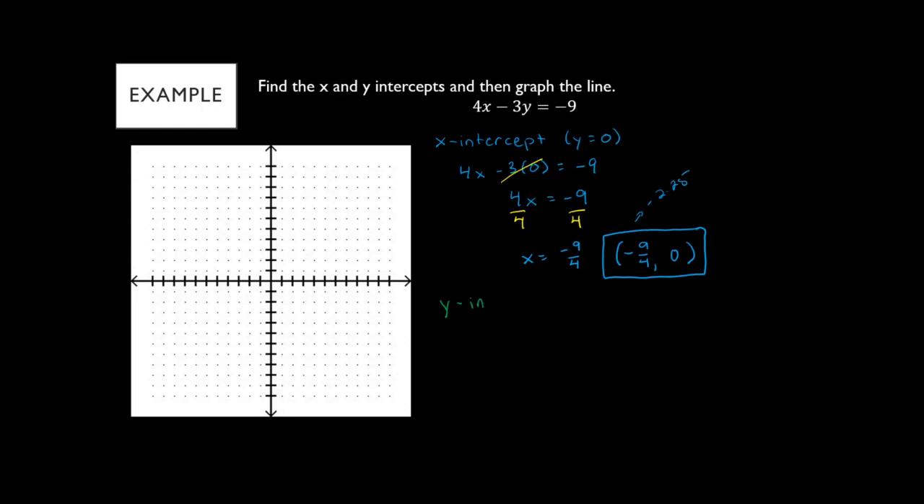So next is the y-intercept, and that is where x is equal to 0. So I have 4 times 0 minus 3y equals -9. So the 4 times 0 just cancels out, that's 0. So we get -3y equals -9. So I just need to divide both sides by -3. And this will give me y equals +3. So the ordered pair is going to be (0, 3) as my y-intercept.